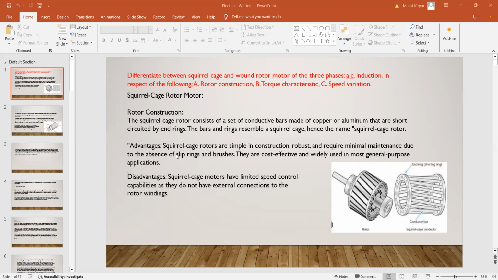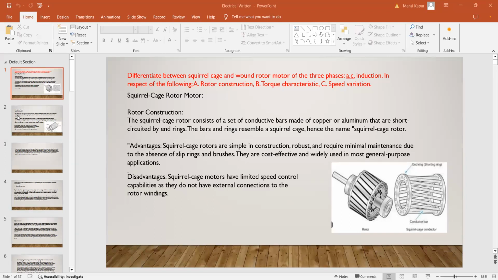What are the advantages? Squirrel cage rotors are simple in construction, robust, and require minimum maintenance due to the absence of slip rings and brushes. They are cost effective and widely used in most general purpose applications. What is the disadvantage? Squirrel cage motors have limited speed control capability. So if you are using a squirrel cage motor on board and you want to control the speed, then you have to put a VFD, that is a variable frequency drive. You cannot do it from the squirrel cage motor itself.